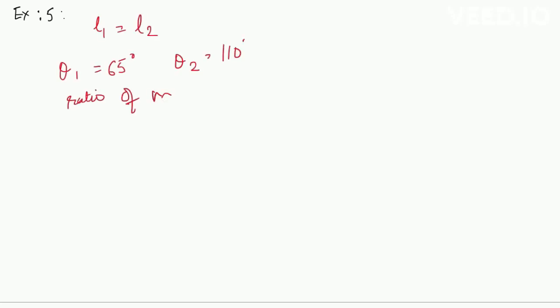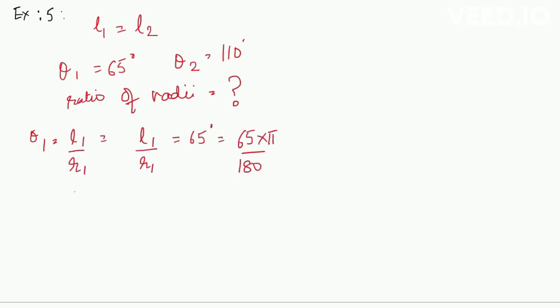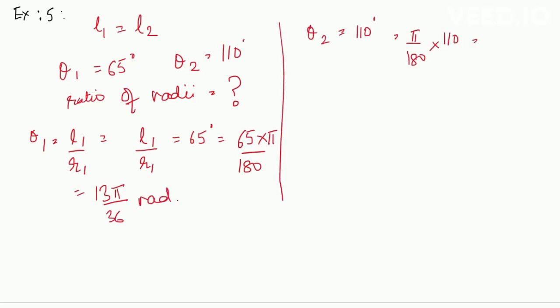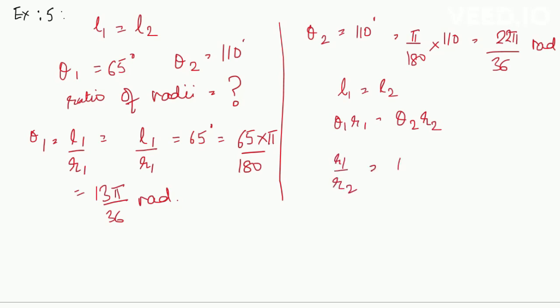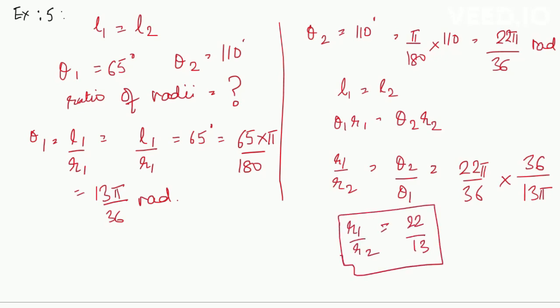So moving towards the next example, it is example number 5. L1 and L2 are both equal. It is given in the question. Theta 1 and theta 2 are given. So theta 1 has been converted into radians. Theta 2 is also converted into radians. L1 and L2, both the arcs of the two circles, are equal. So using this formula, we have computed the ratio of the radii, which has come out to be 22 by 13.